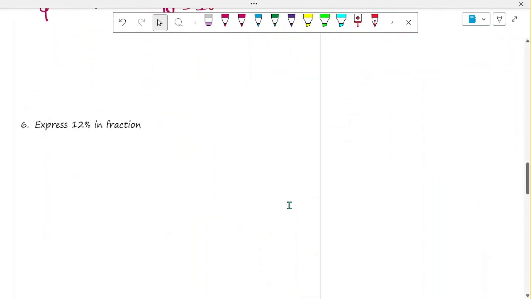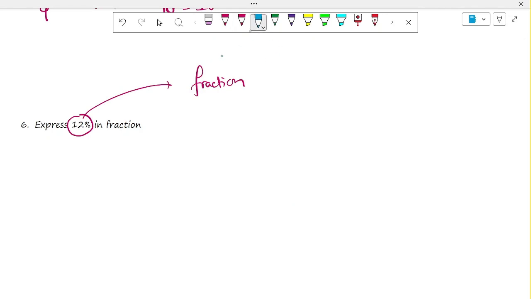Fine. Now you see you have got 12%. You need to convert this 12% to a fraction. It is in the reverse order. Previously you were converting fractions to percentage in the previous questions. Now your work is to convert the percentage into fraction.